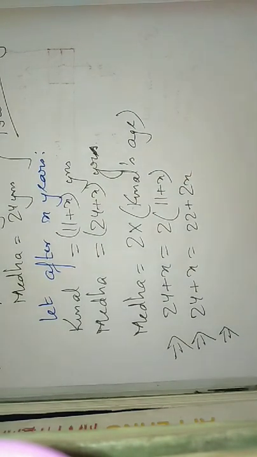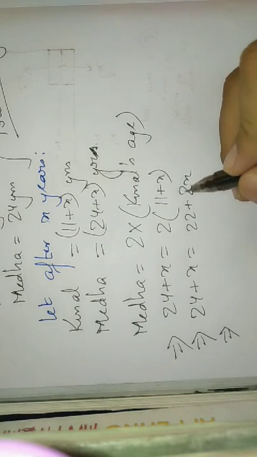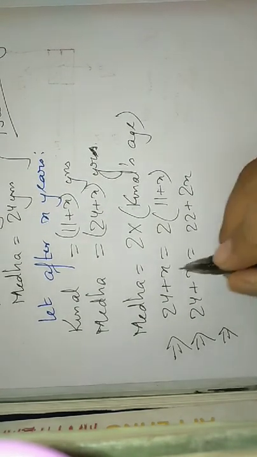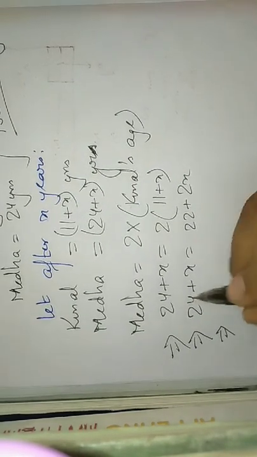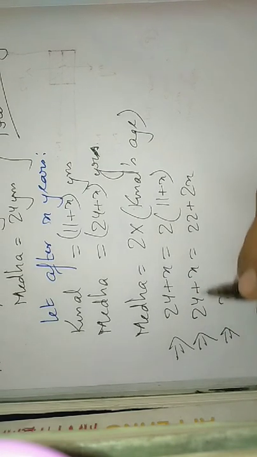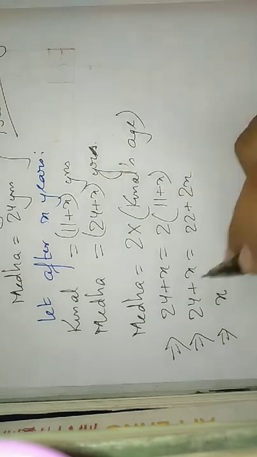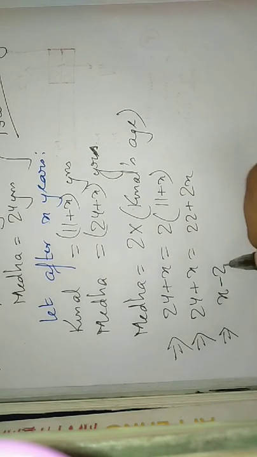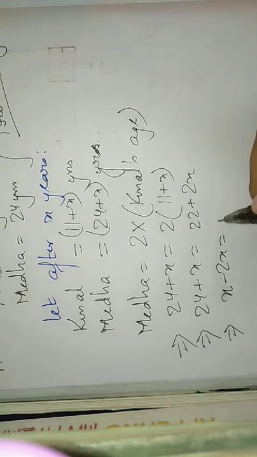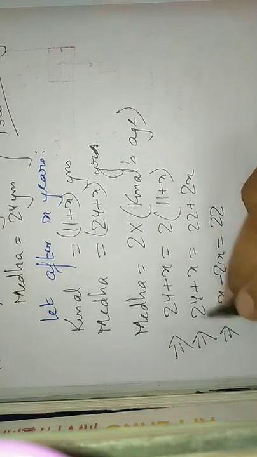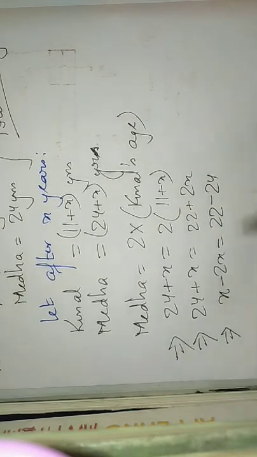So what we can do here is, we'll go by the traditional way. This x stays over here. There will be transposition: 24 will go on that side, plus 2x transposition will take place. It will come on this side and become minus 2x. 22 is there, plus 24 becomes minus 24.